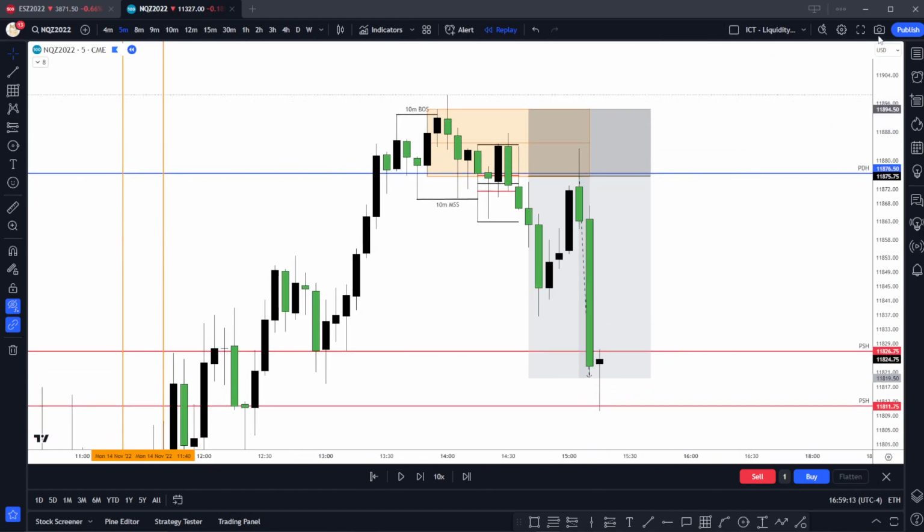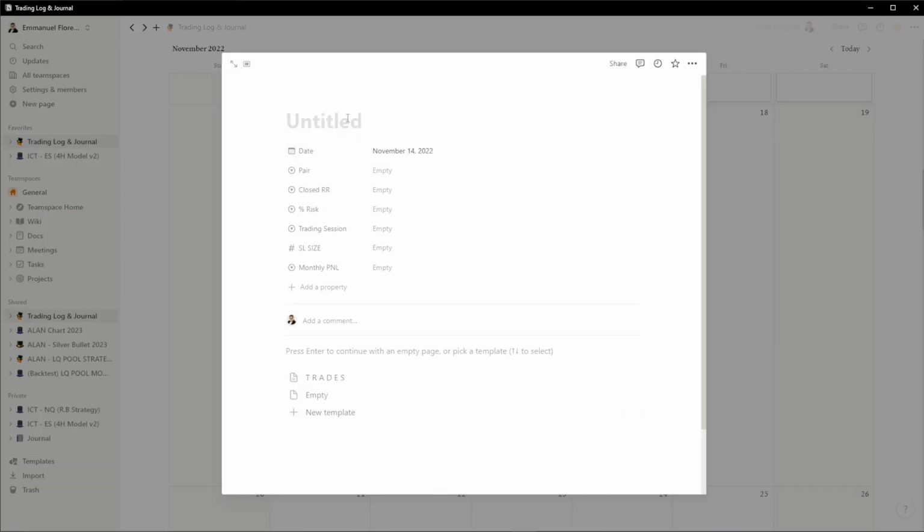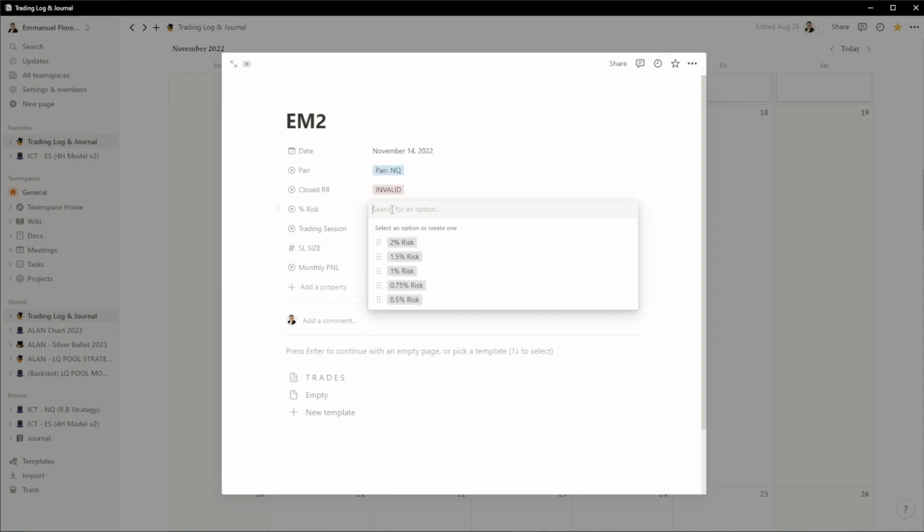So I'll just journal this there, but not as a win, just as a note. So that'd be NASDAQ close, invalid.